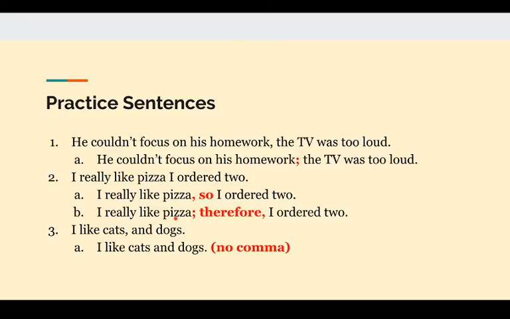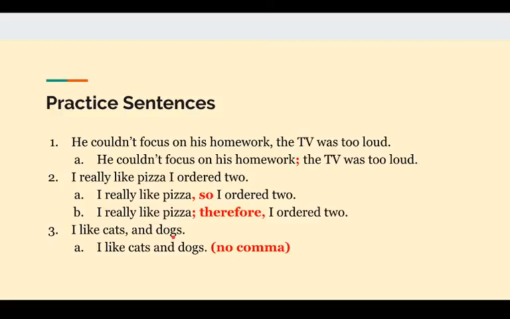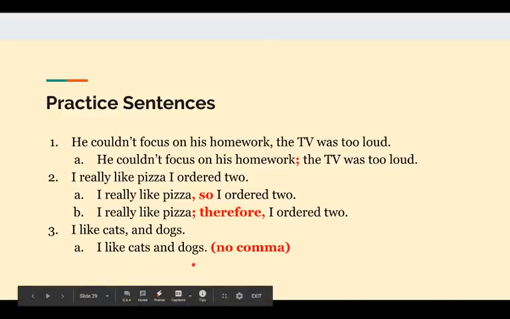And in the last sentence, I like cats and dogs. Here, it's just going to be I like cats and dogs, no comma. Yes, it's true that this word and is a coordinating conjunction, but dogs is not an independent clause and it can't stand by itself. So it doesn't make sense to have dogs by itself. So you would have to just say I like cats and dogs with no punctuation whatsoever.